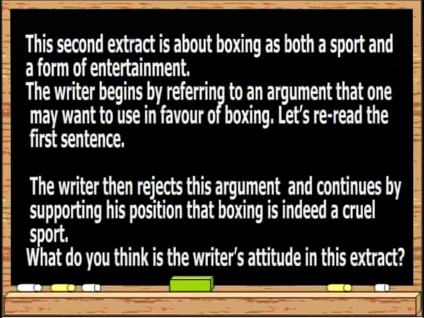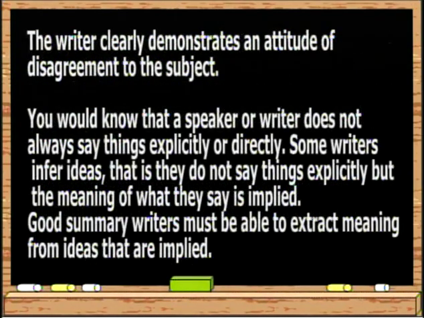What do you think is the writer's attitude in this extract? The writer clearly demonstrates an attitude of disagreement to the subject.